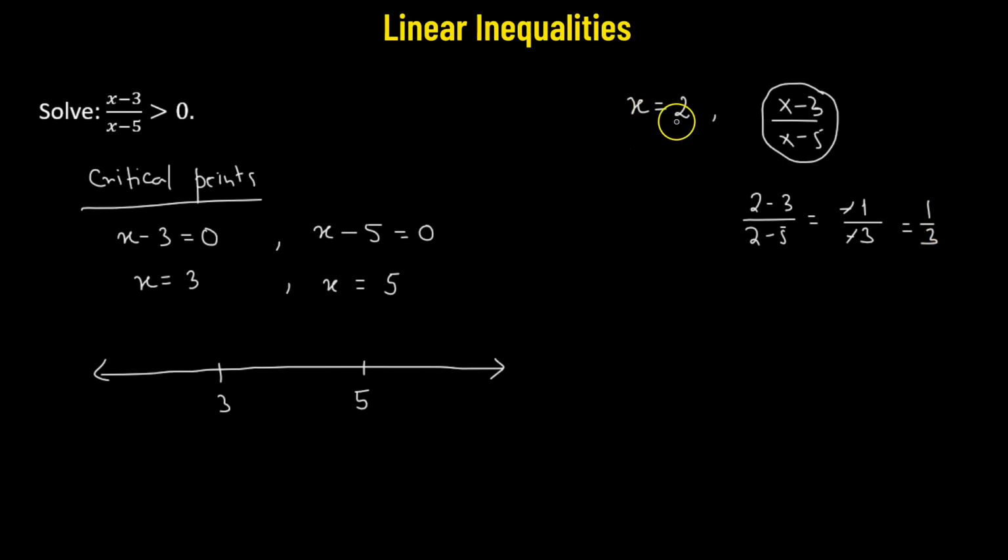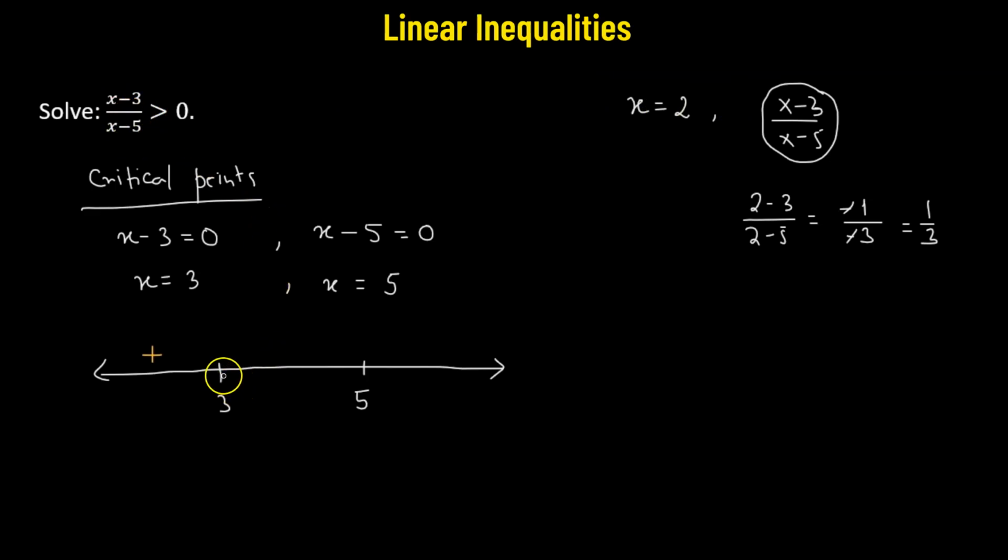This is not the only value of x that you can use. You can use any other value of x less than 3, and you will see that you are always going to get a positive value. So we're going to note down here that this is a positive region. That means for any value of x less than 3, we are going to get a positive value for x minus 3 divided by x minus 5.